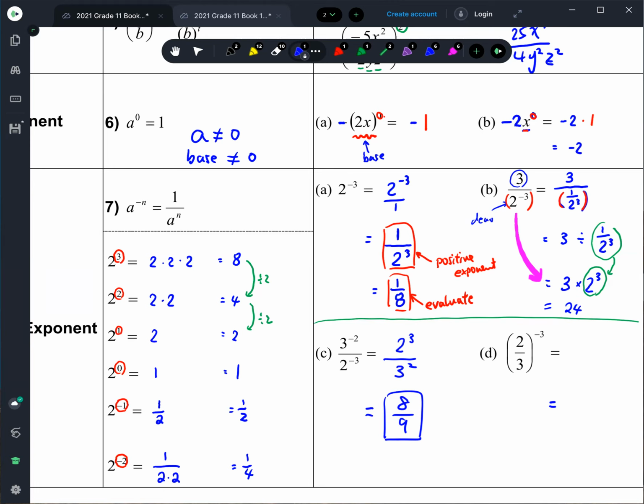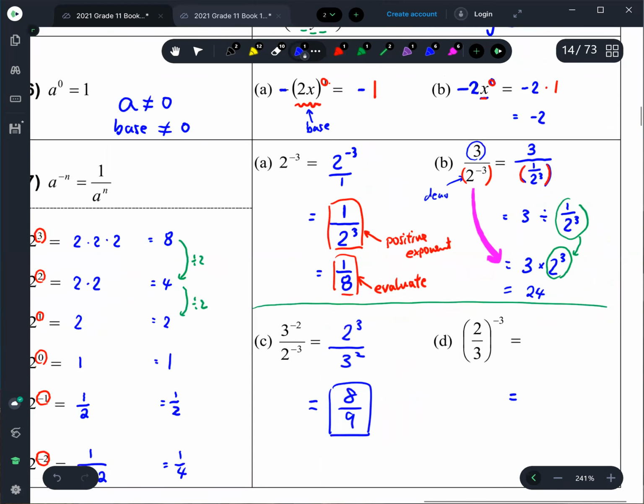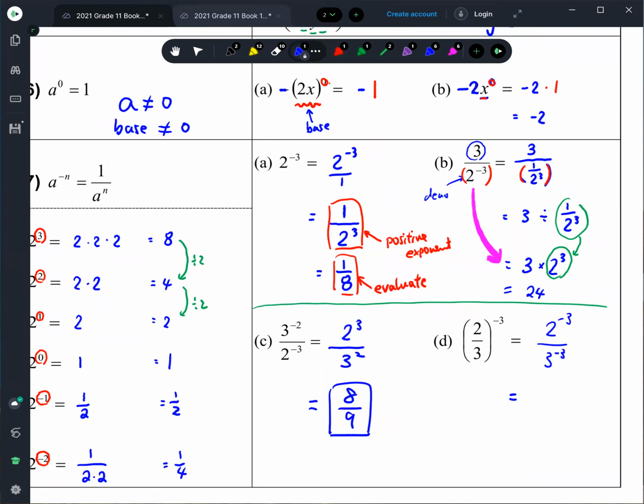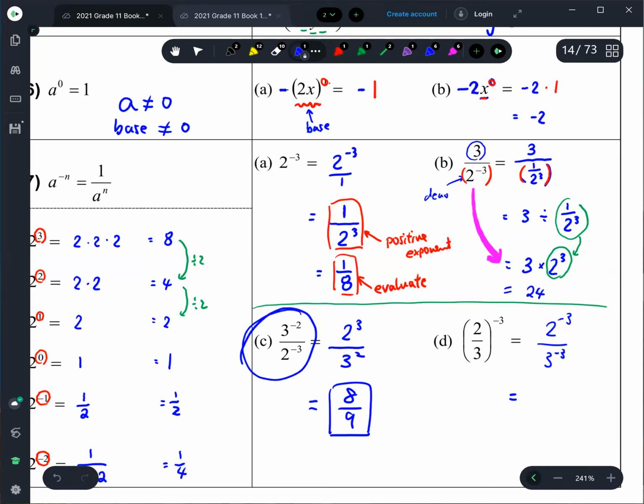Casey. I'm a bit stuck. Okay, did you do anything so far? I just did 2 to the power of -3 over 3 to the power of -3. Very good. So you shared the exponent, right? Now they both have negative exponents, so it's similar to question C, right? Do I flip the base or no? Yeah, you grab the whole thing to the other side.